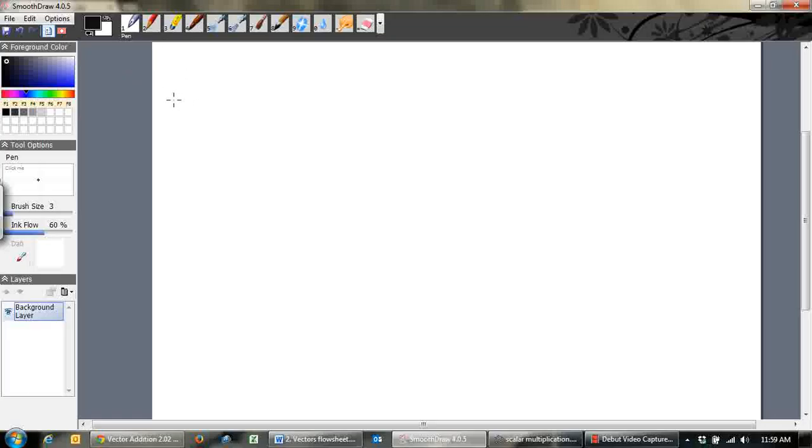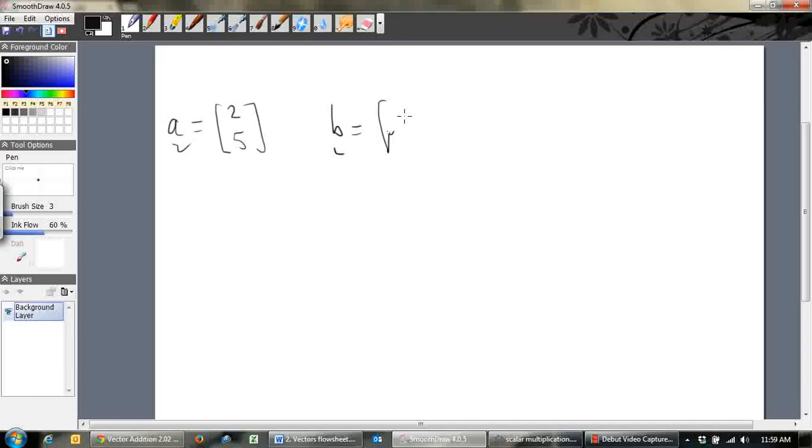So if we have two vectors, let's just say we've got vector A, as a column vector, that was 2 and 5, and we have another vector B, and that is 6 and 1. If we want to add those two together, we just add the components together. So adding the x components, 2 plus 6 is 8, and 5 plus 1 is 6. And so that is our new vector when we add them together.